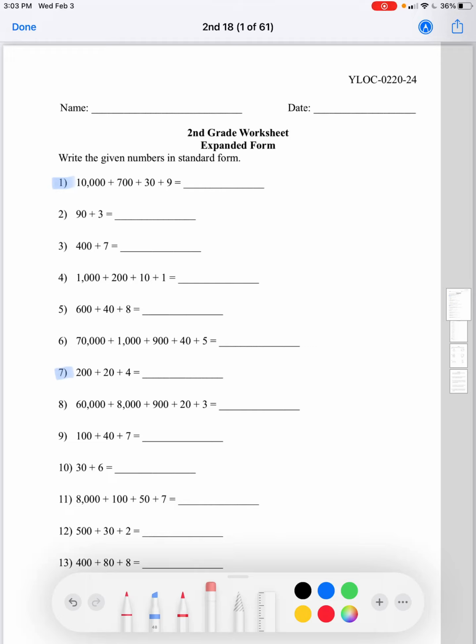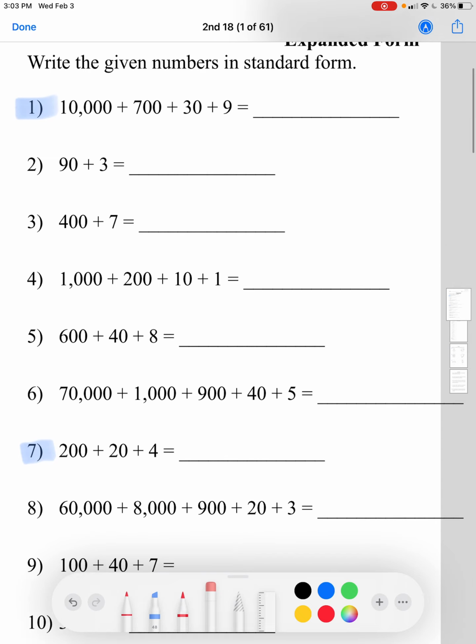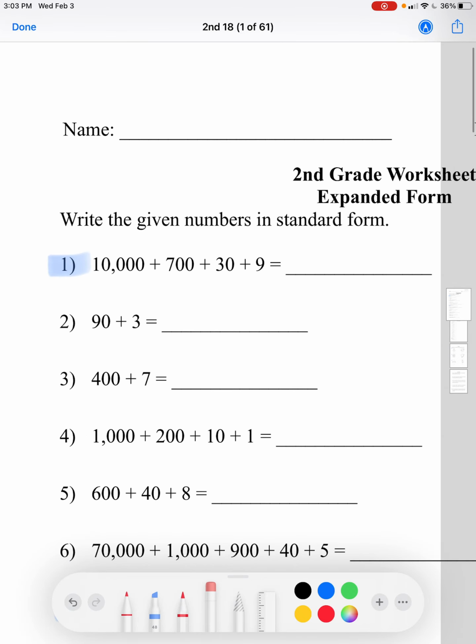Hi guys, today we're going over lesson 24 for second grade. So we're starting with expanded form. The directions say to write the given numbers in standard form, and they're given to us in expanded form. So let's start with our first example.